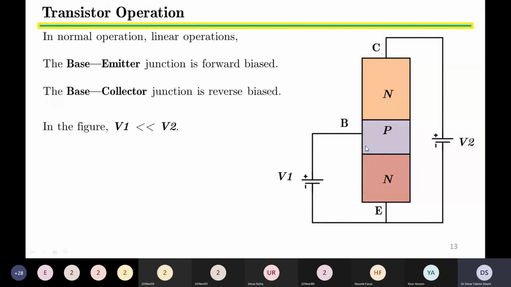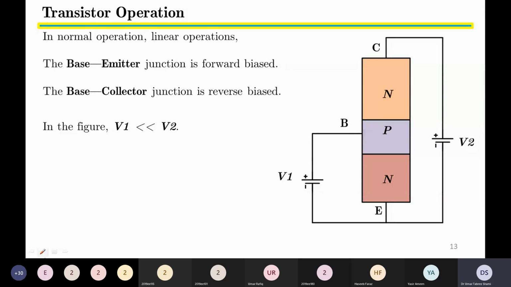Then the second condition is that base collector should be reverse biased. And how can we reverse bias the PN junction of the base and collector? We can reverse bias the base collector junction if we use V2, that is the second external power supply connected between collector and emitter. This second power supply should have a magnitude larger than the first external power supply. That is, V1 should be smaller than V2. When we connect the second power supply larger than the first power supply, then we reverse bias the base collector. How can we reverse bias? By connecting two power supplies in the same direction.